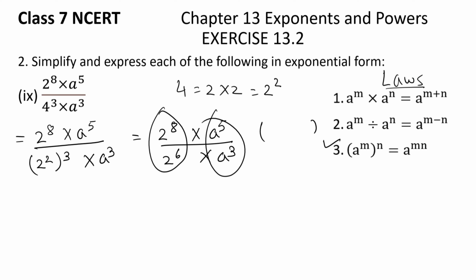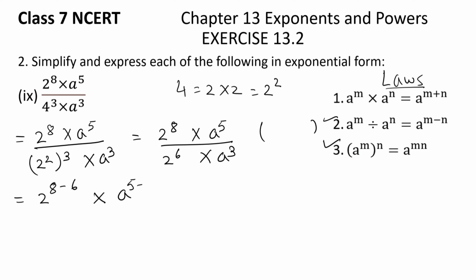Now we're going to use the second law, which is if you have the same base and you're dividing, then subtract the exponents. Equals 2 raised to the power of 8 minus 6 into a raised to the power of 5 minus 3. Simplify: 2 raised to the power of 2 into a raised to the power of 2.